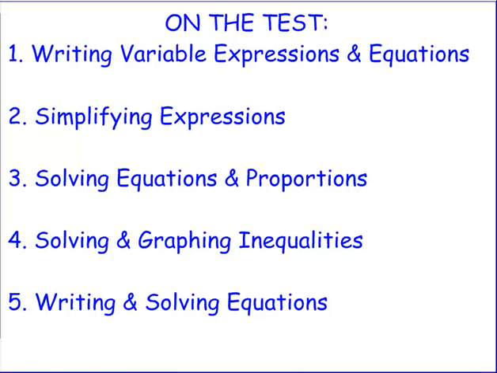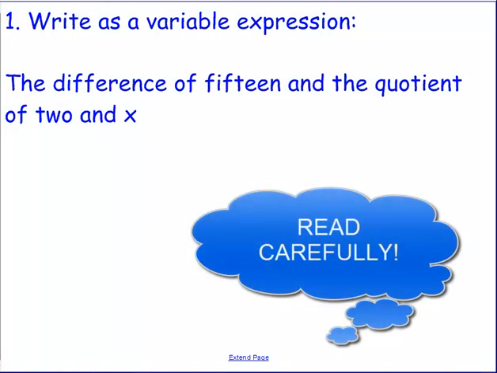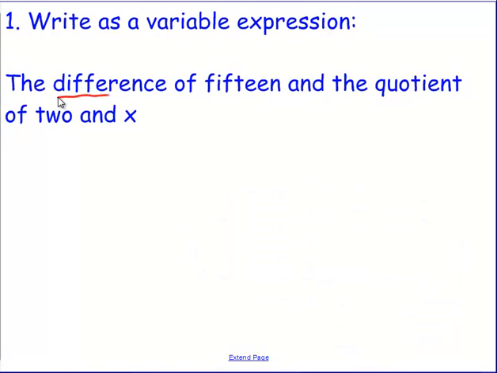For the first example, then, let's look at the idea of writing variable expressions and equations. It says write this as a variable expression. You'll have to do this as well as with an equation. In this case, it's not a sentence, it's just a phrase. I just need an expression for the difference of 15 and the quotient of 2 and x. And so there's a lot of keywords that we see in here as far as difference. We see 15, then we know we're going to have some sort of involvement there.